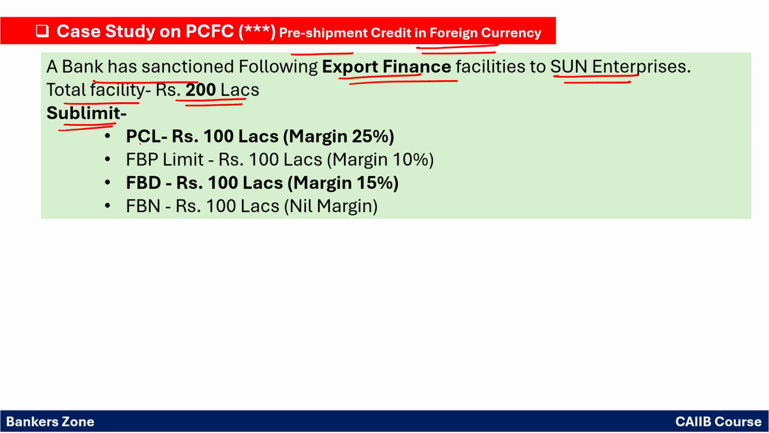However, the sublimits are: the PCL, that is the packaging credit limit, is 100 lakh with a 25% margin. The FBP, simply the foreign bill purchase, is 100 lakh with 10% margin. FBD, foreign bill discounted, 100 lakhs with 15% margin. FBN, foreign bill negotiated, 100 lakh with nil margin. So this is the given data.